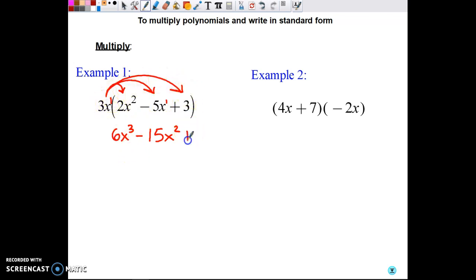3x times positive 3 is positive 9x. And there you have it. I've multiplied the monomial 3x by 2x squared minus 5x plus 3.